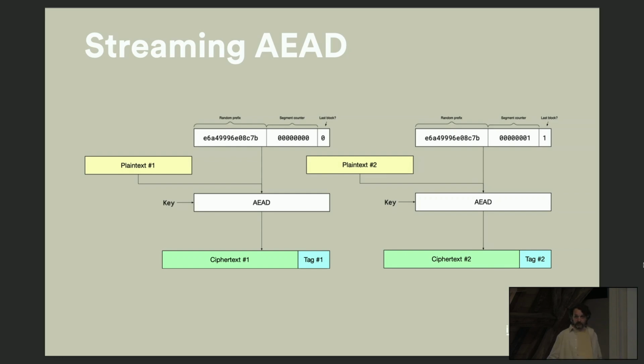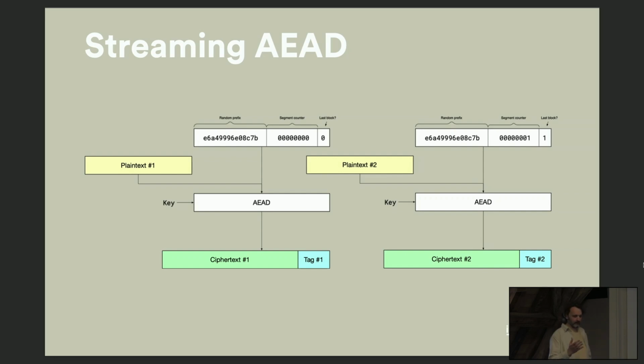Now that obviously adds some overhead, but these tags are like 16 bytes, so 16 bytes every 1 megabyte, and obviously the bigger the chunks, the lower the overhead. Now if we just did that in a kind of naive way, then there'd be a lot of attacks that attackers could do. For instance, they could reorder those chunks on the wire, or they could throw some of them away or duplicate them, or they could just truncate the stream at some point.